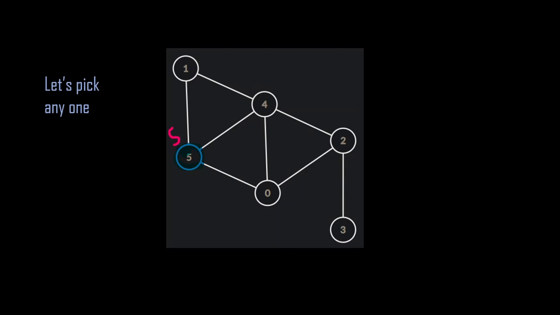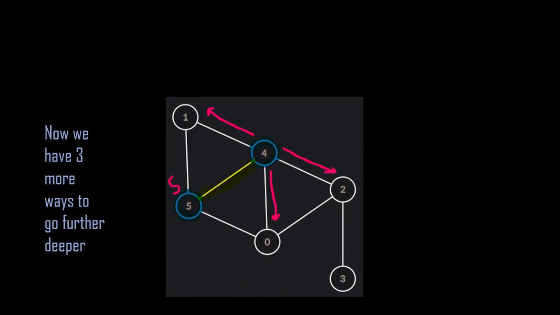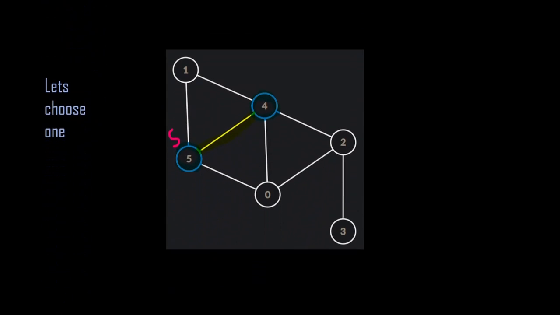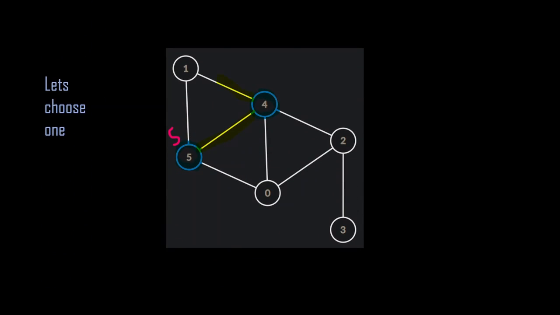So now we have started from node 5. I have marked node 5 in blue, and now we move from 5 to 4. As we have now traversed to 4, we mark 4 to show that we have visited this node. Now again we have three more ways to go deeper. Let's choose any one, and we go from 4 to 1, and we mark 1 as we have reached here.